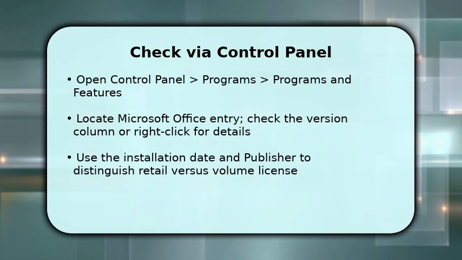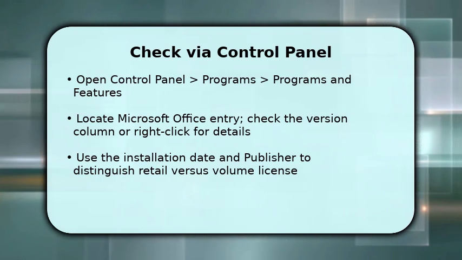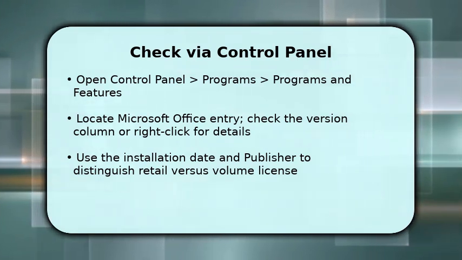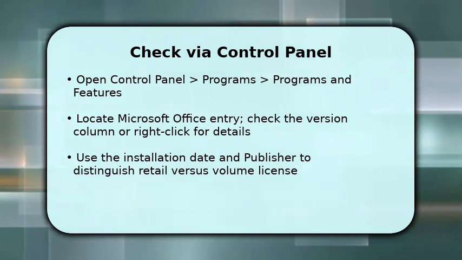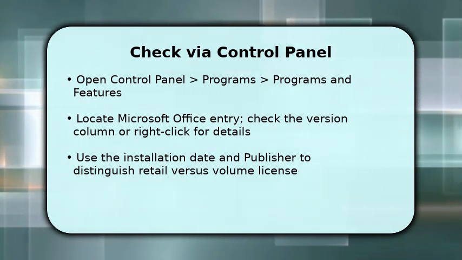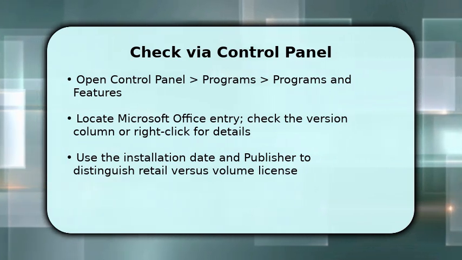If you prefer system-level confirmation, open Control Panel and choose Programs and Features. Scroll to Microsoft Office in the list. The version column sometimes shows the release. If not, right-click the entry and choose Change or Properties for more details.